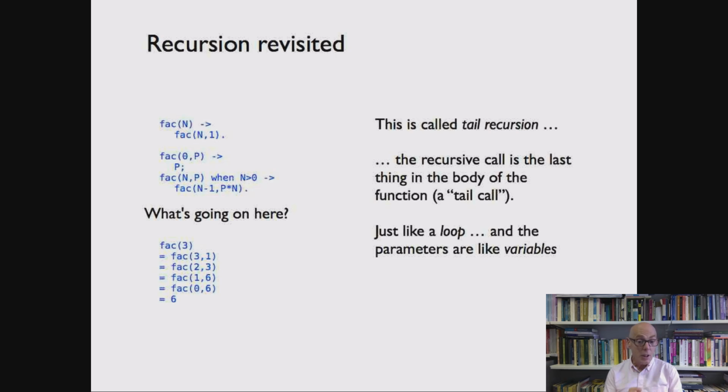And that's because it's just like a loop with the parameters playing the role of variables, and in particular an accumulating parameter to collect the result. And you'll find that a lot of Erlang functions, particularly when we're writing concurrent code, are processes which have this sort of tail recursive description of their body because they loop through, for example, receiving a message, processing it, receiving a message, processing it, and so on. So that's a pattern that we see very often.